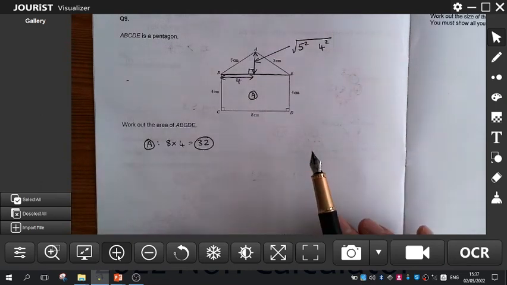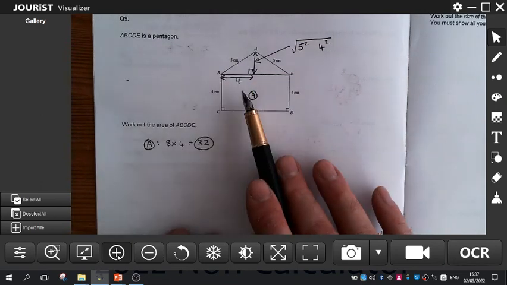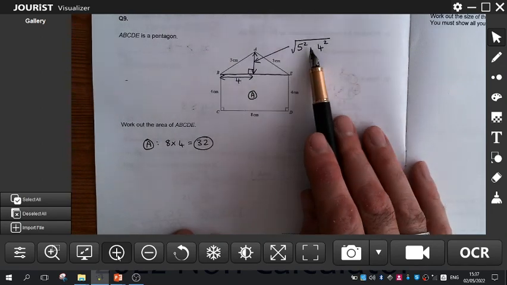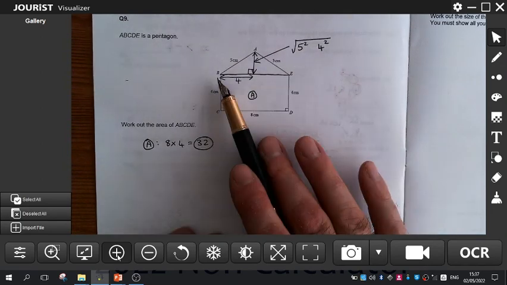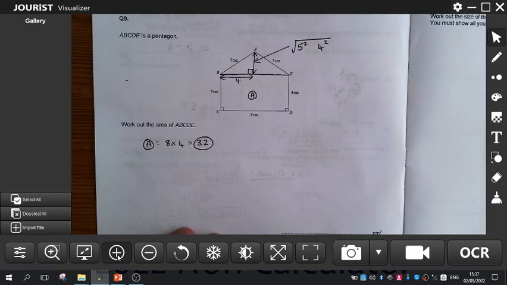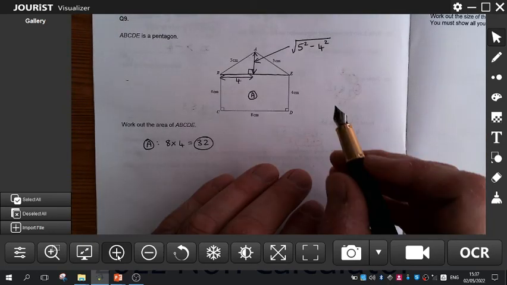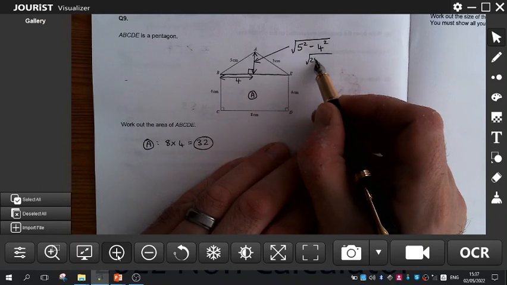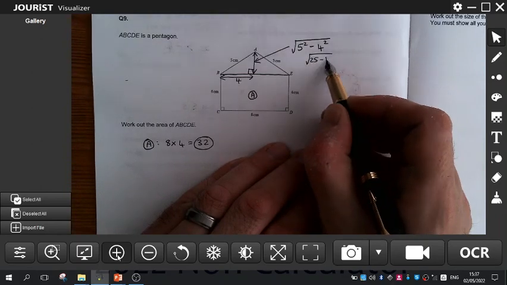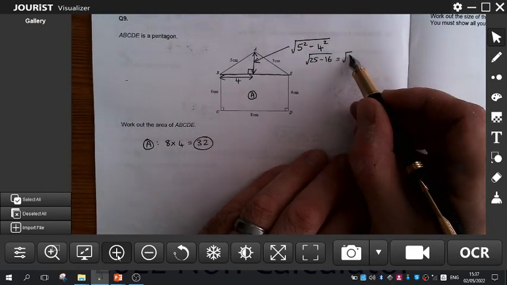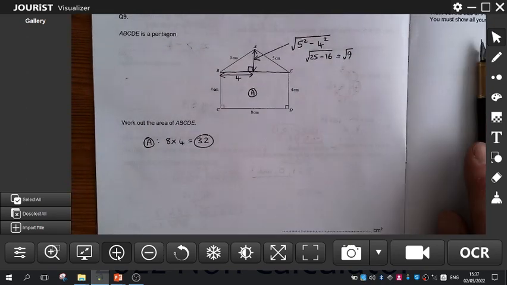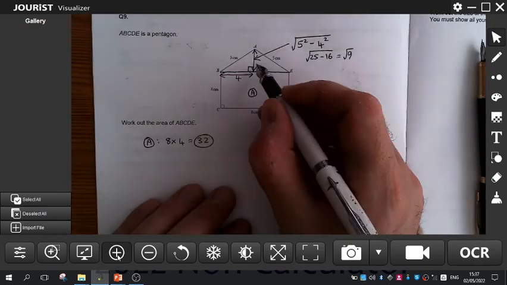I just now have an important decision. Is this a positive or is it negative? I'm not working out the length of the hypotenuse, so this one's a minus. Little bit of mental arithmetic. 5 squared, 25, minus 4 squared, 16. 25 minus 16, square root of 9. What times what is 9? 3 times 3 is 9.